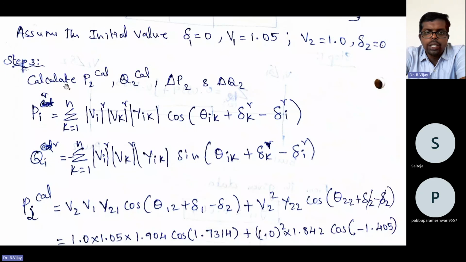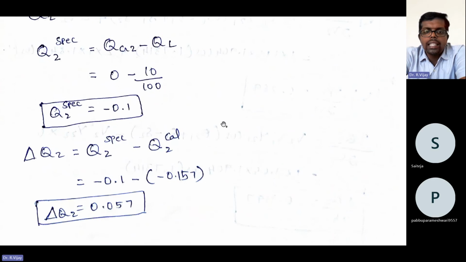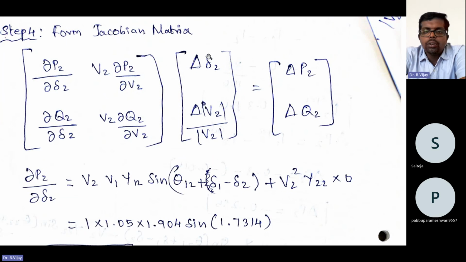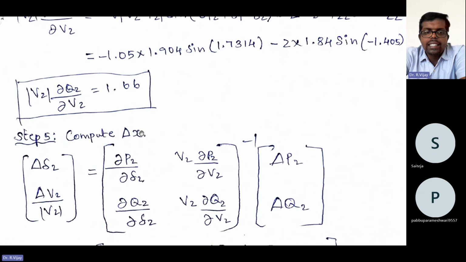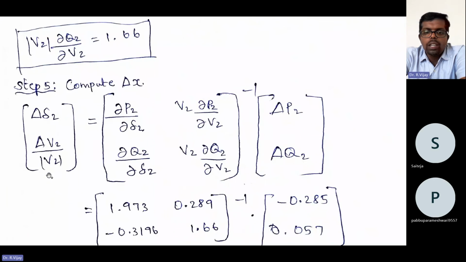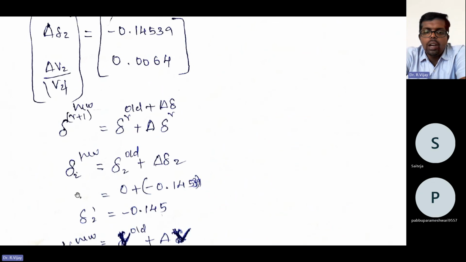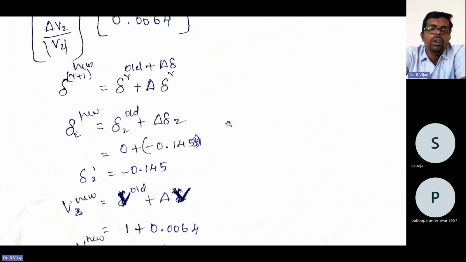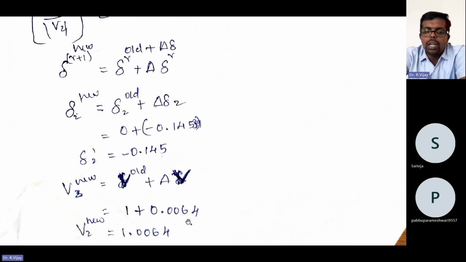First you need to calculate the P calculated value and Q calculated value, the change in real power and the change in reactive power. Next, you need to formulate the Jacobian matrix. After that, you need to calculate the change in phase angle del and the change in voltage del V. Finally, you need to calculate the new delta value and the new voltage value. This is how you need to do it for your Newton Raphson method.